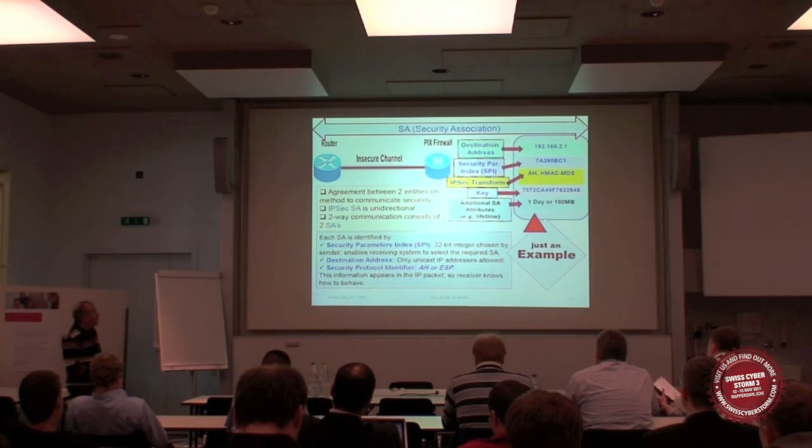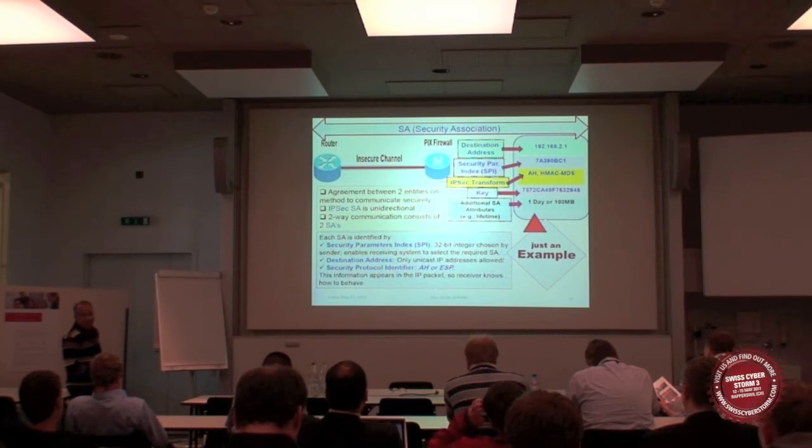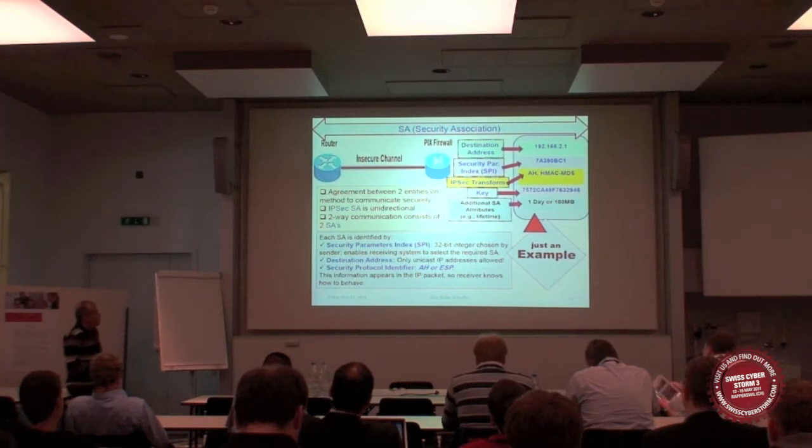Each SA is identified by the following parameters: the security parameter index, a 32-bit integer, the destination address, unicast, and the security protocol identifier, whether it's the authentication header or the encapsulating security payload. The information appears in the IP packet, so the receiver knows how to behave. This is just an example of how to set these parameters shown here.